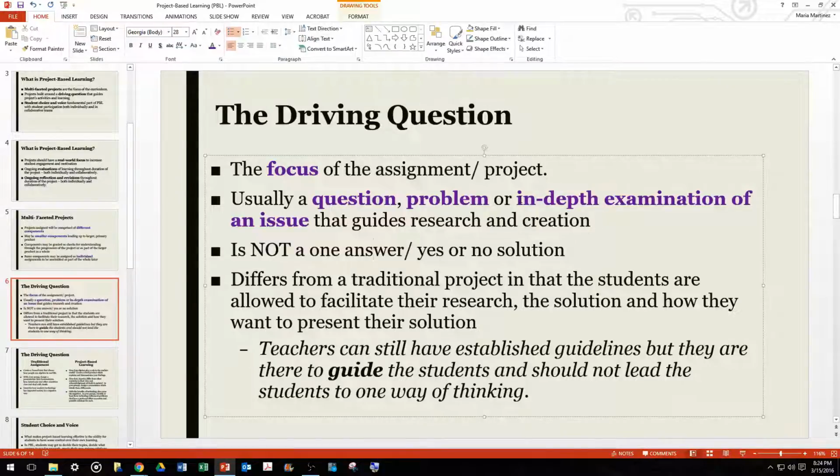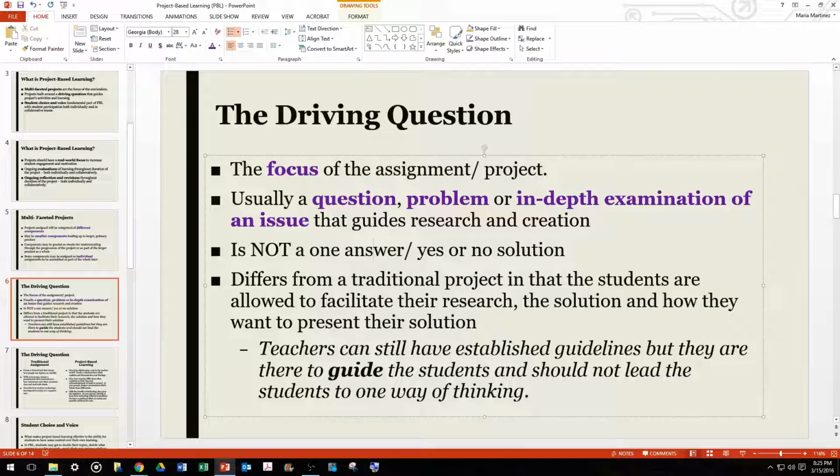Something able to be accomplished in a set amount of time. Now, the driving question in project-based learning differs because in a traditional project, usually students are told what they're going to do, how they're going to research it, what their final product will be. And in this idea of the driving question, we want the driving question to do that. We want it to drive the students into looking at their own research, coming up with their own solutions, and then maybe even how they want to present their final product.